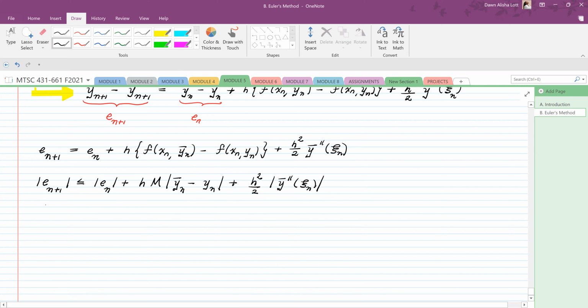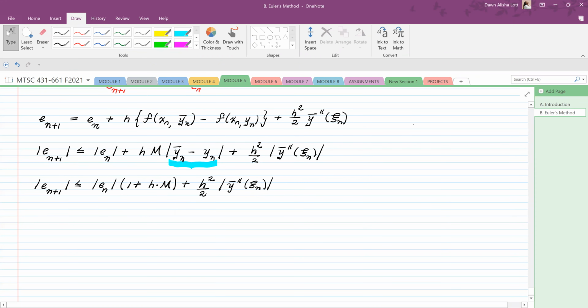Now I get the absolute value of en plus 1 is less than or equal to the absolute value of en times 1 plus h times M, plus h squared over 2 absolute value of y bar double prime at cn, because I factored out, and this thing right here is again en. Okay, so let's look at that.